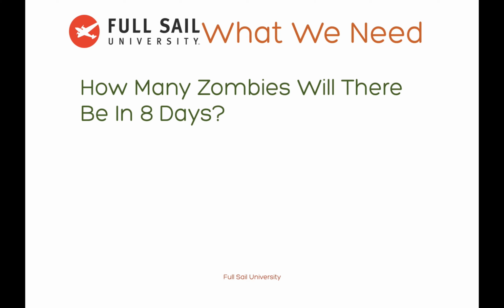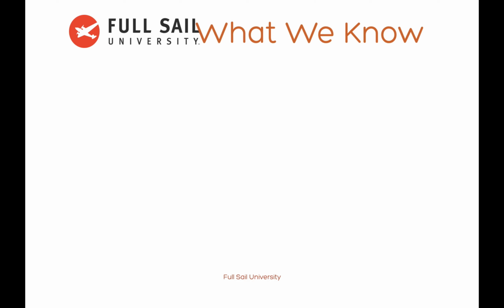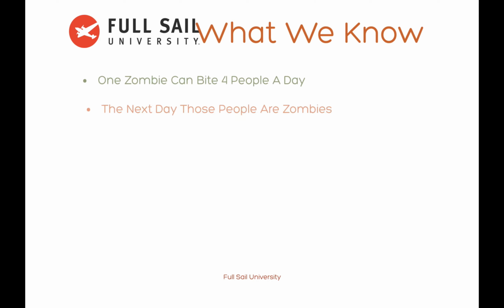Now, we know what we need to know, but what do we actually know? So we know that one zombie can bite 4 people a day, and the next day, those people become zombies and part of the zombie horde. And we also know how many days we're looking at, because we need to know for 8 days. So now that we know the whole entire setup, let's go to our code and try to figure out how many zombies there will be in 8 days.